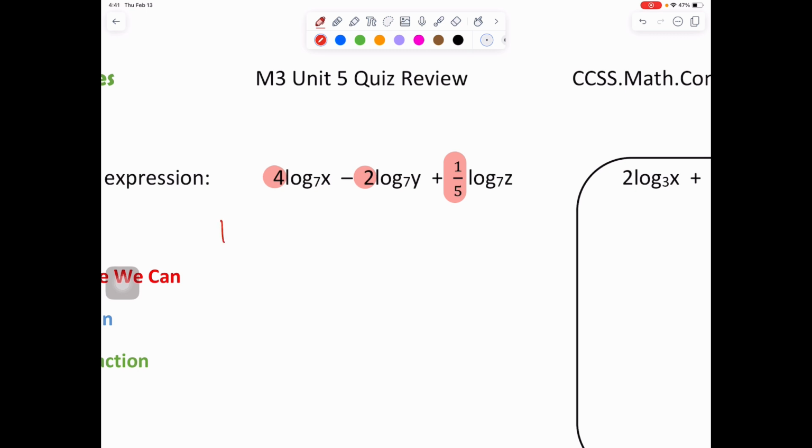We will write it as log base 7 of x to the 4th power. Bring down our minus there. Log base 7 of y to the 2nd, plus log base 7. Ooh, what do we do with that fraction? Well, we'll take the 5th root of z.